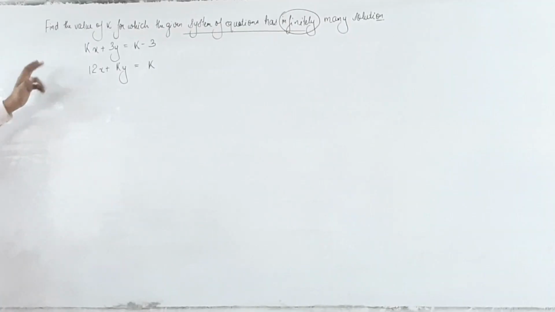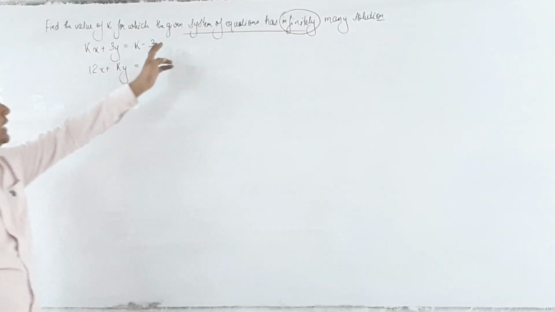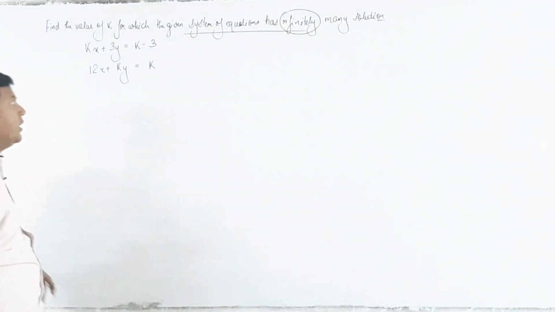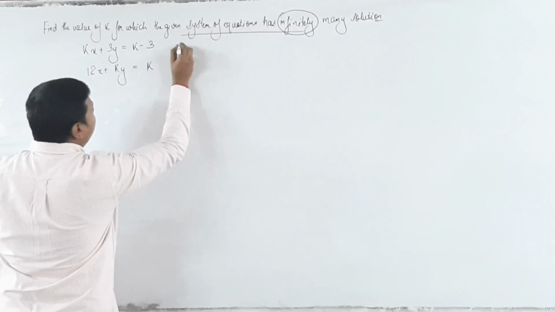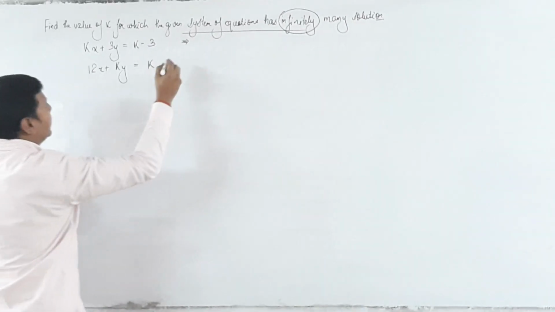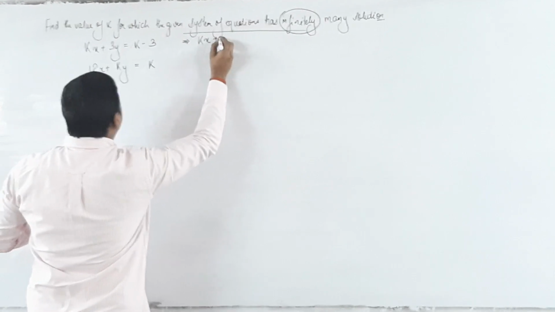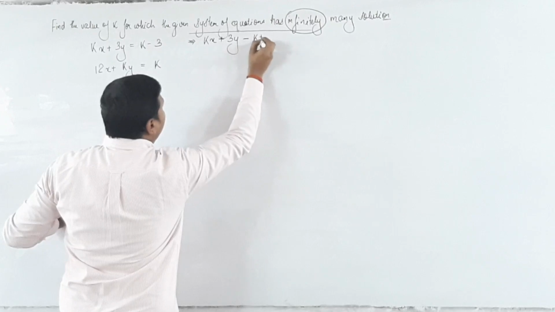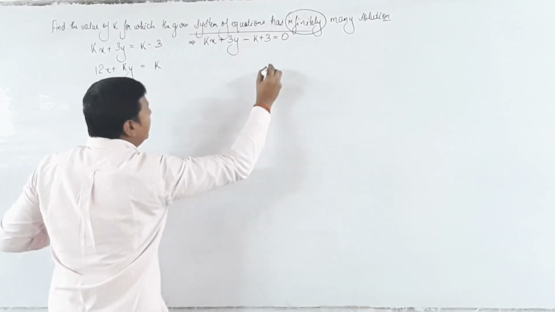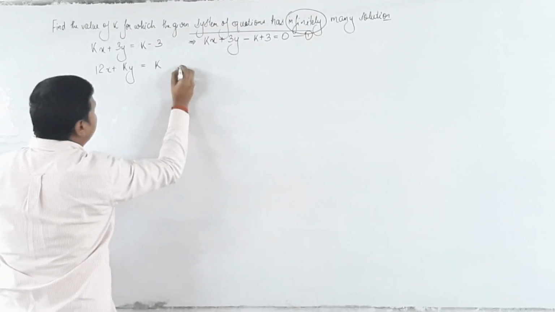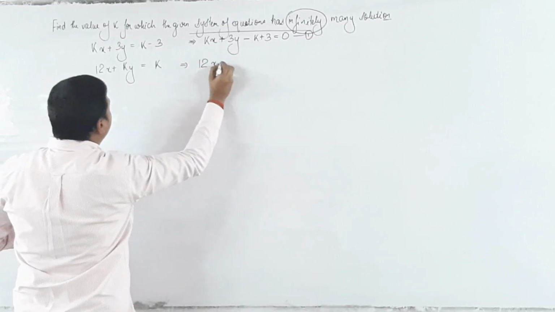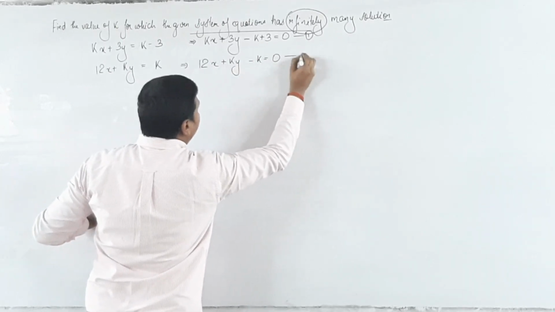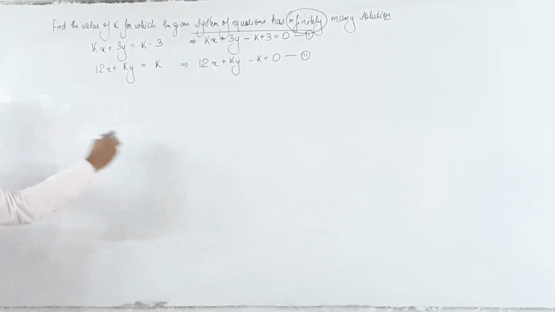In the next question we see that we have to find the value of k and the above system of equations has infinitely many solutions. So first of all, in order to solve it we will convert it into its appropriate form. So it's kx plus 3y minus (k plus 3), first equation, and the second one it's 12x plus ky minus k is equal to 0. It's second equation.